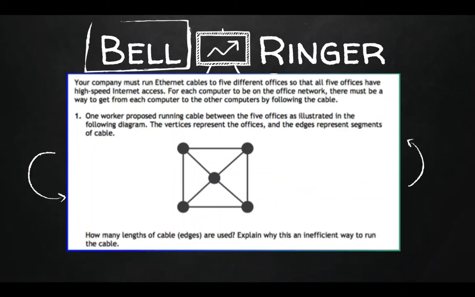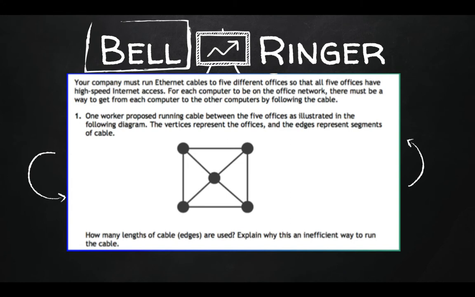All right. Your company must run Ethernet cables to 5 different offices so that all offices have high-speed internet access. For each computer to be on the office network, there must be a way to get from each computer to the other computers by following the cable. One worker proposed running a cable between the 5 offices as illustrated in the following diagram. The vertices represent the offices. The edges represent segments of the cable.